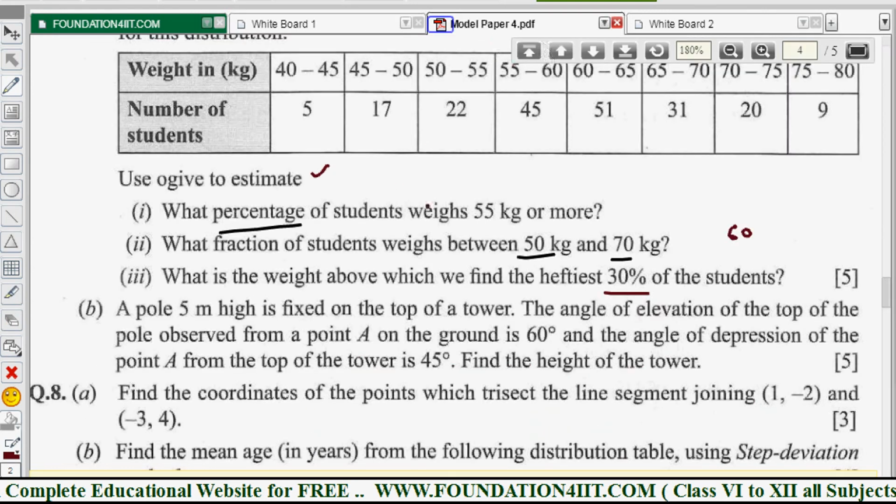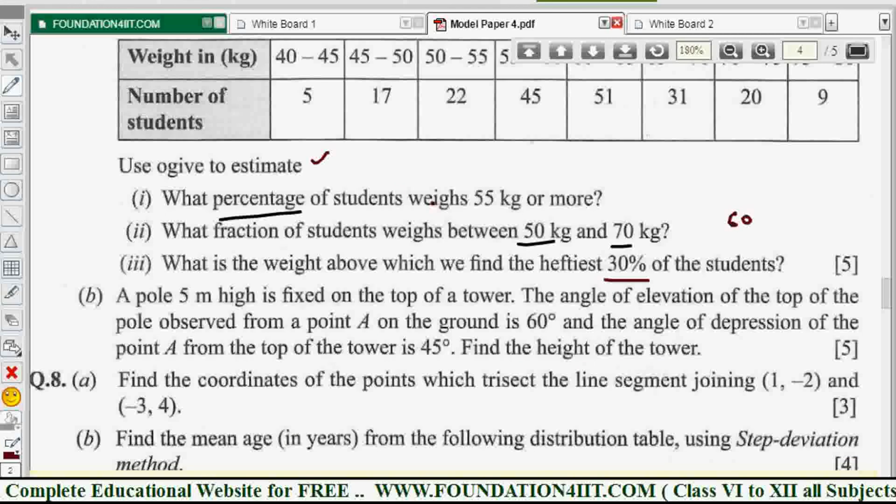Then the next question, if you observe, is from applications of trigonometry. A pole 5 meters high is fixed on the top of the tower. The angle of elevation of the top of the pole observed from the point A on the ground is 60 degrees, and the angle of depression of point A from the top of the tower is 45 degrees. Find the height of the tower. Two angles: one is 60 degrees, one is 45 degrees. The pole is 5 meters high, fixed on top of the tower.